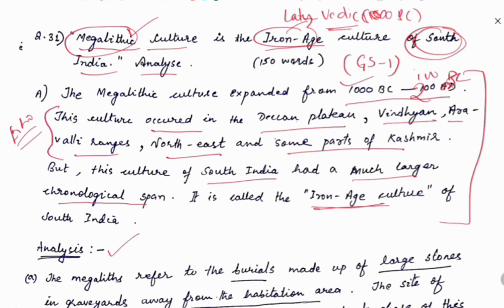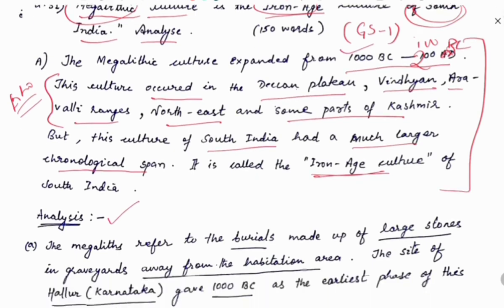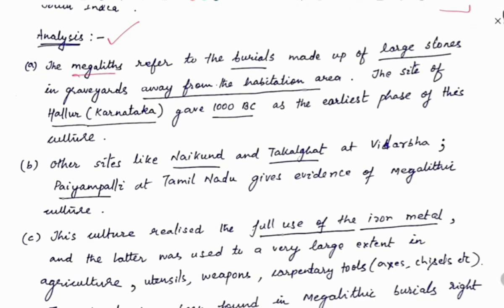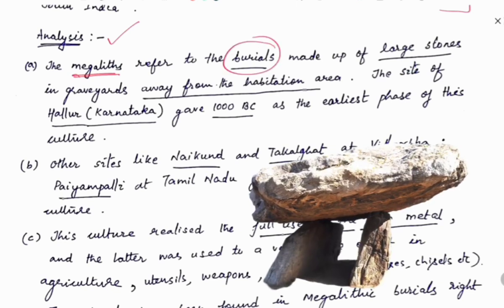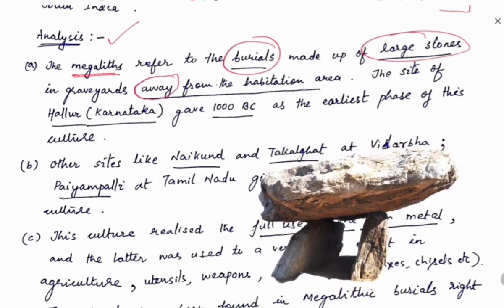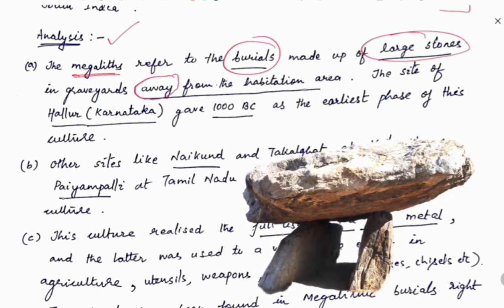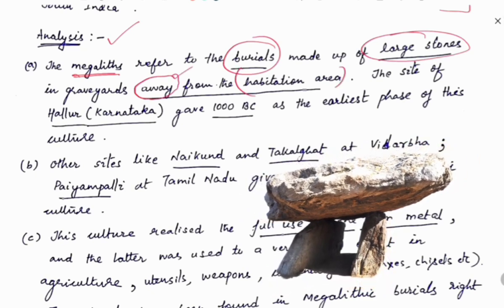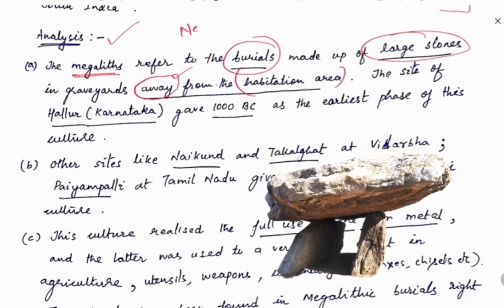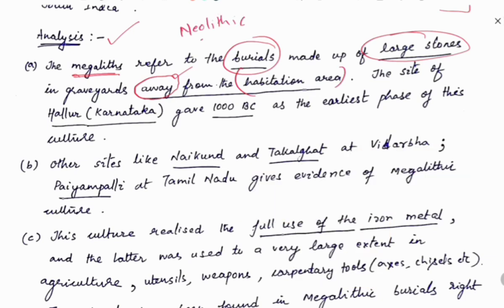Now, coming to the analysis, what is called the Iron Age culture of South India? To give some facts: megalith means large stones. So, megaliths refer to the burials made up of large stones in graveyards away from the habitation area. This is a unique point because the burials were away from the habitation area, which was not the case in Neolithic. In Neolithic, the burials were in the habitation area. Now, in megalithic, it is away.